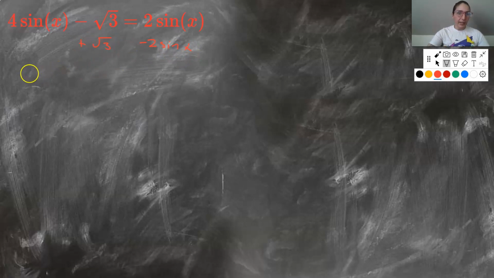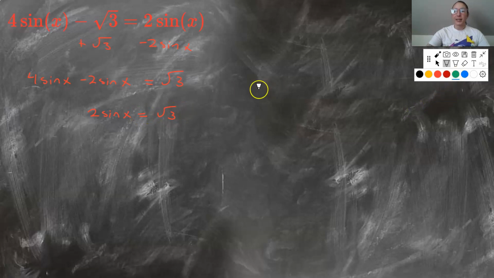In doing that, I would get 4 sine of x on the left minus 2 sine of x. Now I've added the root 3. Basically, I just switch places with these guys. Now all of my sines are in one place. If I have 4 sine minus 2 sine, then I will have 2 sine. So I have 2 sine of x equals root 3.